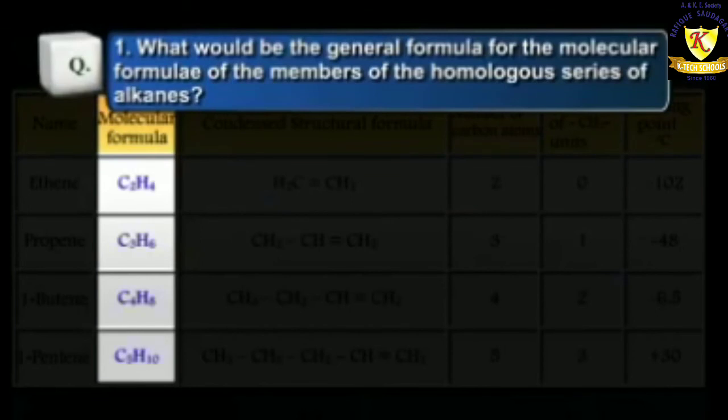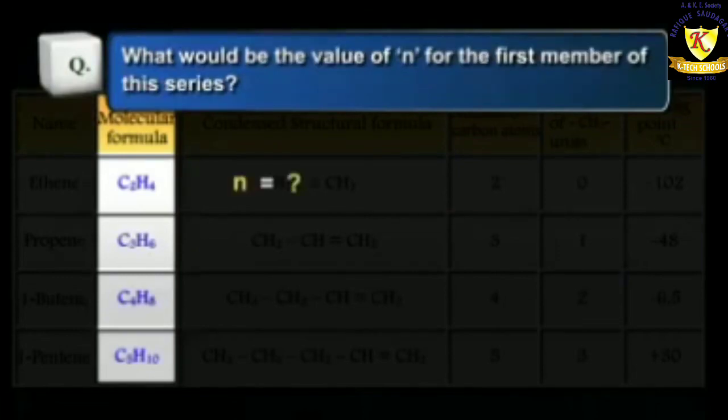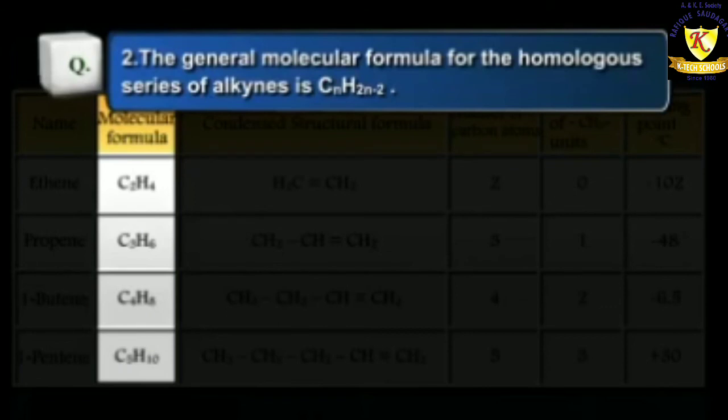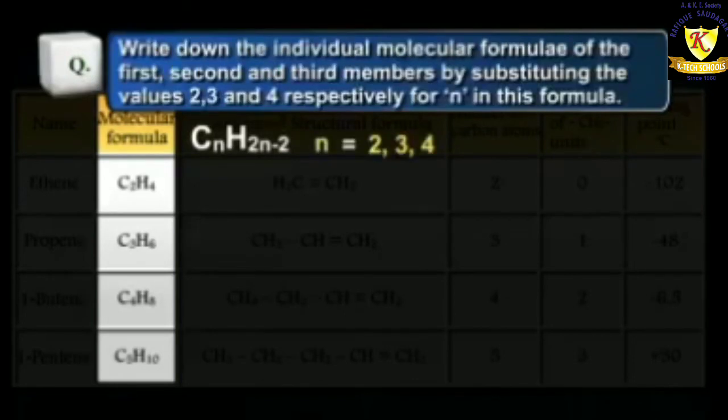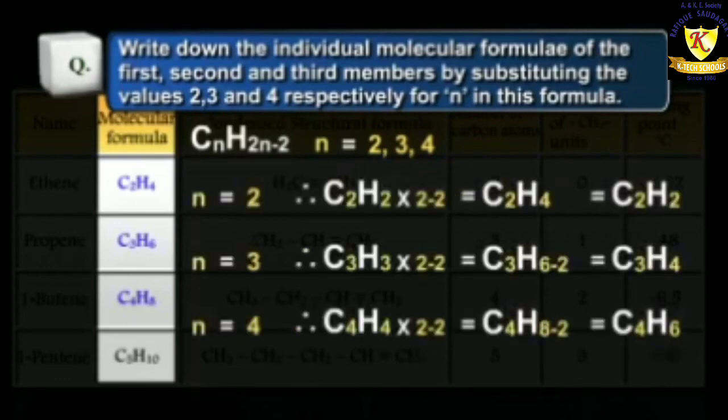What would be the general formula for the molecular formulae of the members of homologous series of alkanes? What would be the value of n for the first member of these series? The general molecular formula for homologous series of alkyne is CnH2n-2. Write down the individual molecular formula of the first, second and third members by substituting the values 2, 3 and 4 respectively for n in this formula.